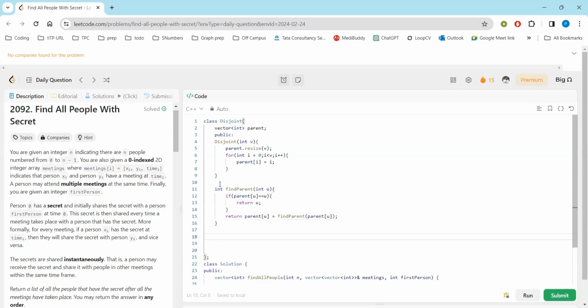Now we have seen that we have to reset the parent also. If there is no meeting between a person who knows a secret and a person who doesn't know the secret, then we have to revert back the parents we have updated. In that case, we will update the parent of u with u.